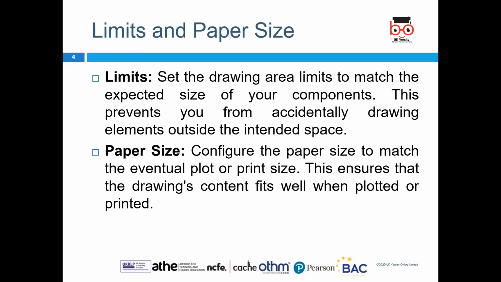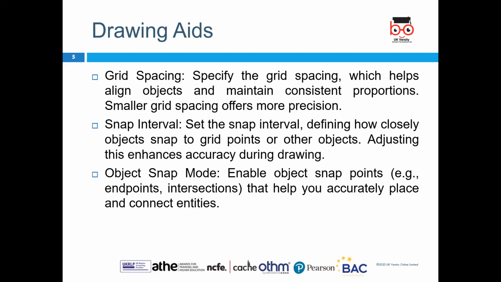In this, you need to set some systems, the limits and the paper size. The limits set the drawing area limits to match the expected size of your components. So how big your drawing will be, and on what paper you want to print. This prevents you from accidentally drawing elements outside the intended space. Then you have the paper size. You need to configure the paper size to match the eventual plot or print size. This ensures that the drawing's content fits well when plotted or printed.